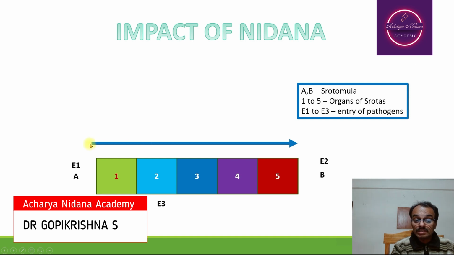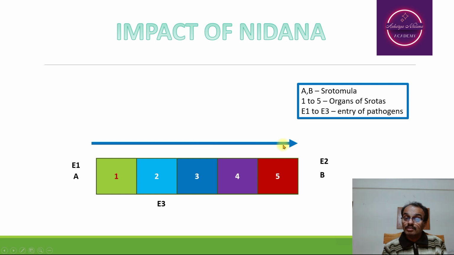Why? Because the movement of the contents is happening from A to B. In that particular situation, suppose there is an entry of pathogen taking place from E2. As the movement is happening from A to B, the affliction you are going to see only in 5, whereas the affliction of Srotas is much delayed, and 3, 2 and 1 may rarely be affected because the movement of the substance is happening from A to B.